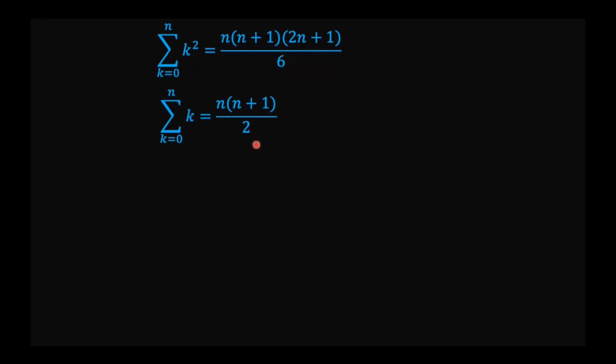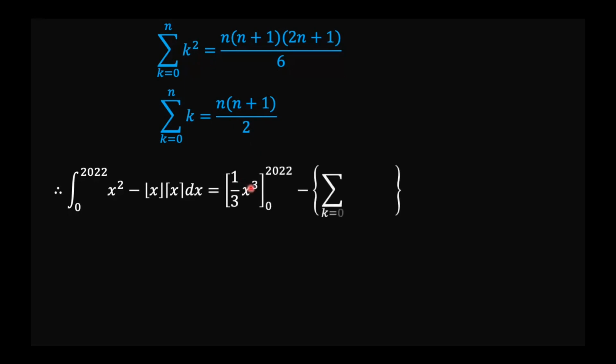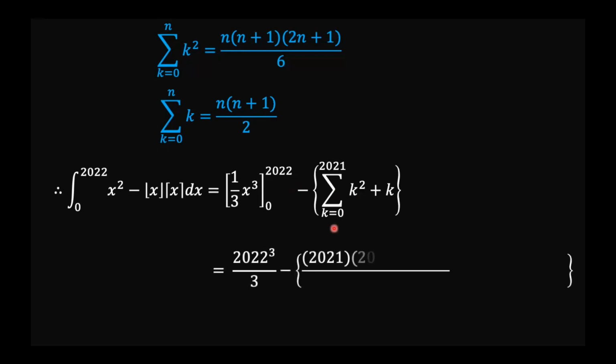You can prove this easily, but this is not the focus of our problem, so we'll just use these formulas. Therefore, our integration of x squared times the product of the floor function of x and the ceiling function of x is x cubed over 3 from 0 to 2022, minus the summation of k squared and k from k equals 0 to 2021.